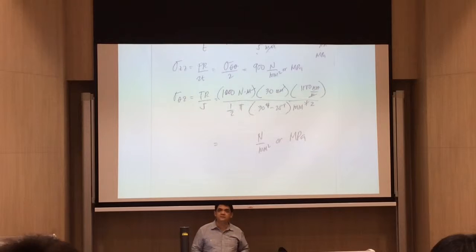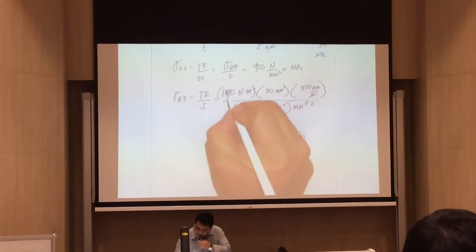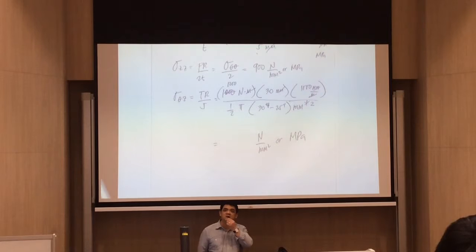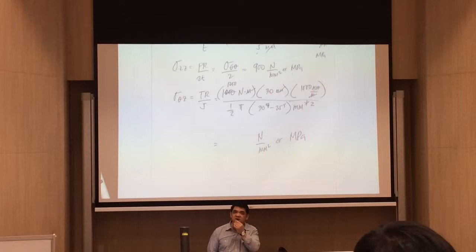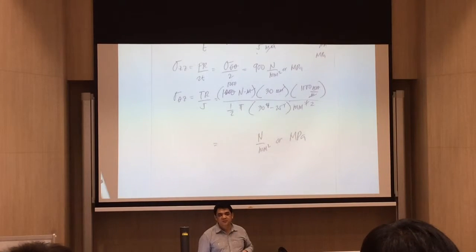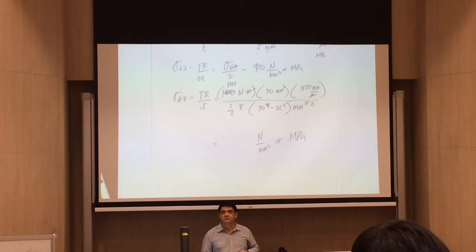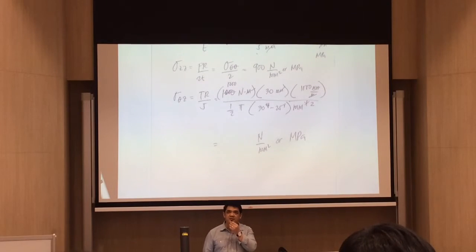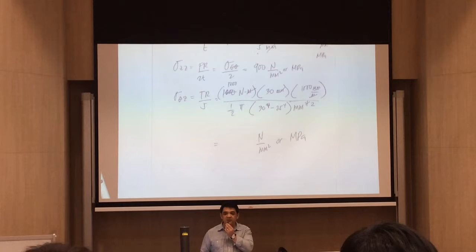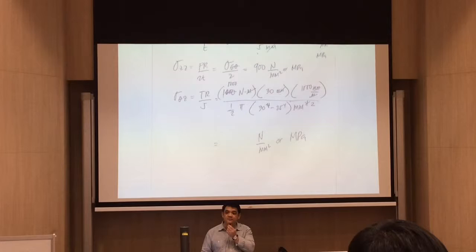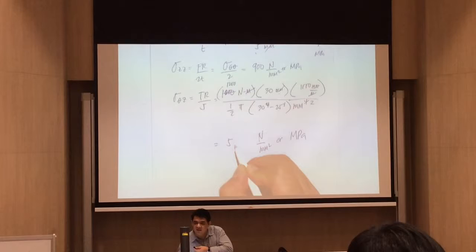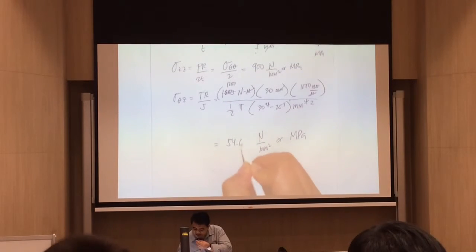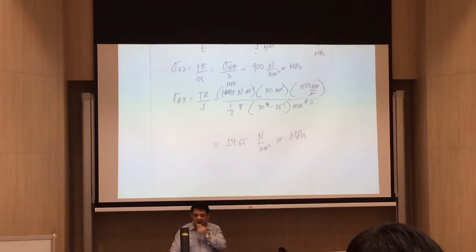Yes? So this one is 1,200, 1.2 kilonewton meter. So that's 1,200 Newton meter. Yes? So you can get this value. What's this value? 54.65 megapascal. Okay.